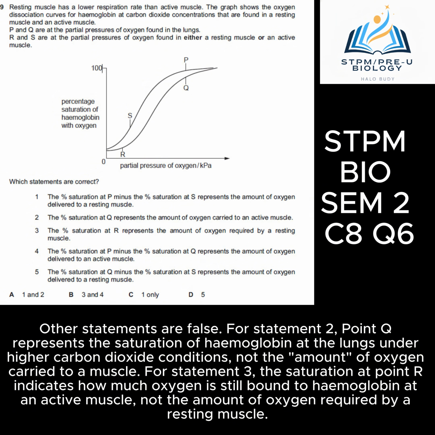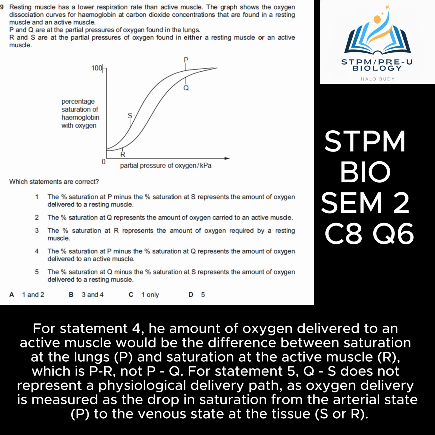For Statement 3, the saturation at point R indicates how much oxygen is still bound to hemoglobin at an active muscle, not the amount of oxygen required by a resting muscle. For Statement 4, the amount of oxygen delivered to an active muscle would be the difference between saturation at the lungs P and saturation at the active muscle R, which is PR, not P.